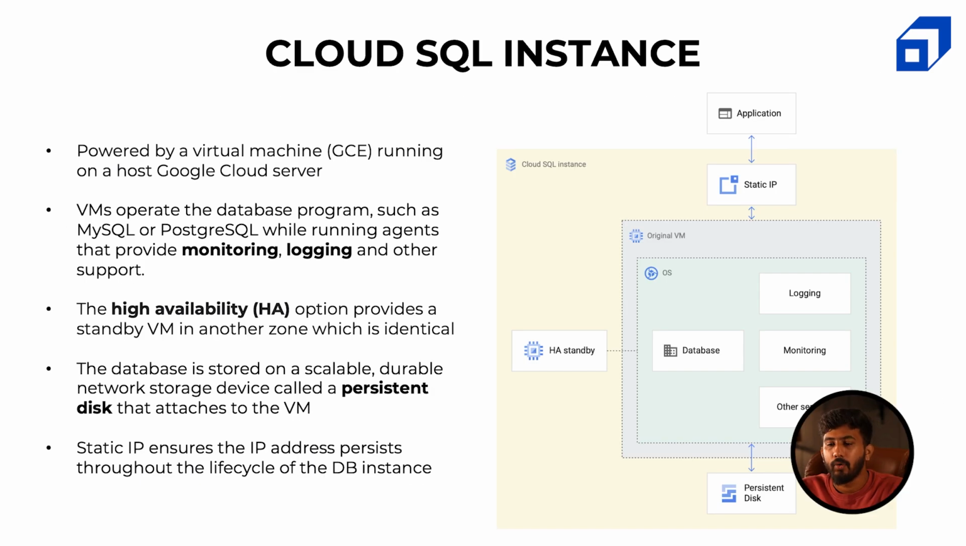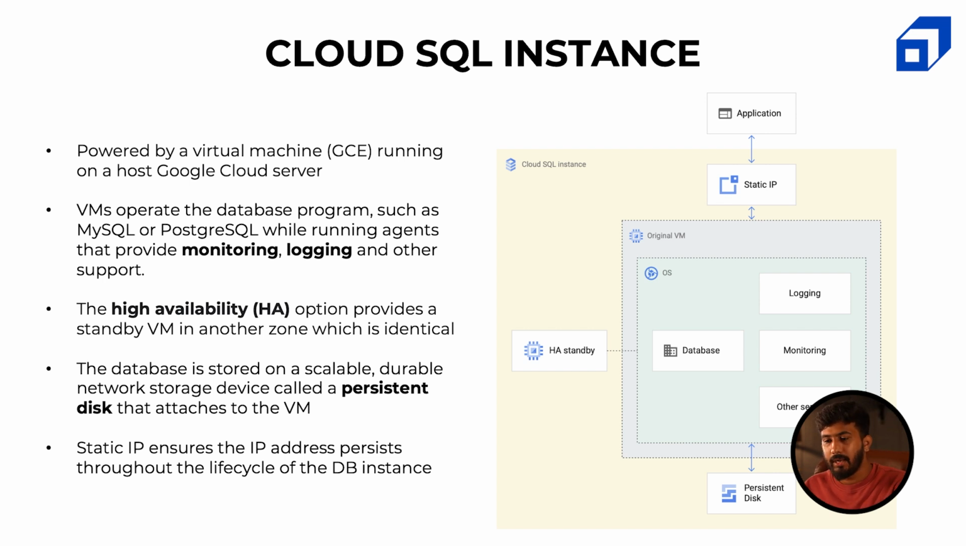Let's look at the overview of a Cloud SQL instance. Now, when you're trying to create a Cloud SQL instance, these are the different things which are put together to make one single Cloud SQL instance. A Cloud SQL instance is powered by Google Compute Engine itself, that is, a virtual machine. So it's basically a virtual machine which is running, and the virtual machine will have the SQL databases.